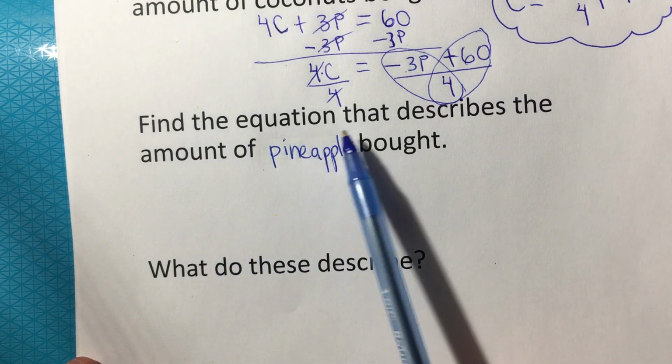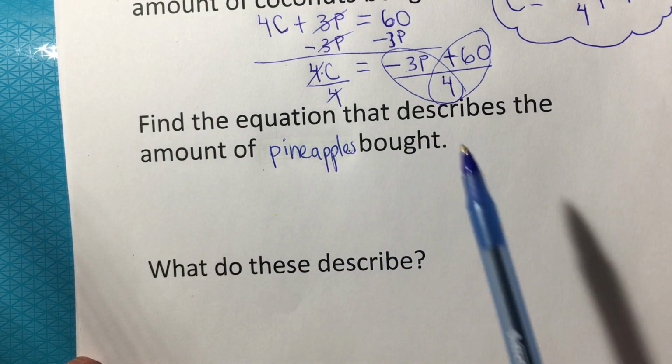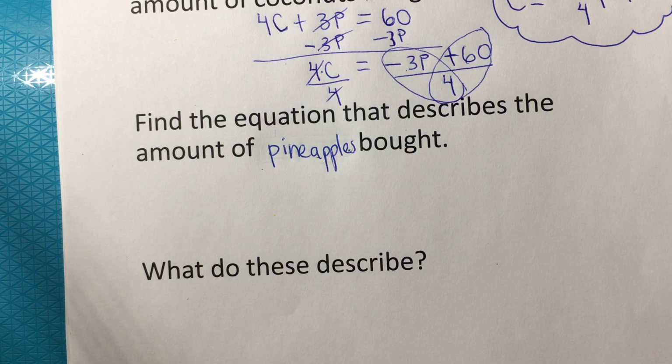And here it says find the equation that describes the amount of pineapples bought. So now you're leaving P by itself.